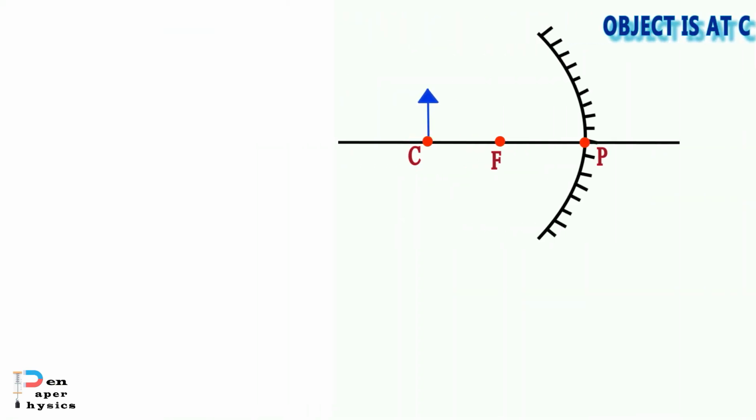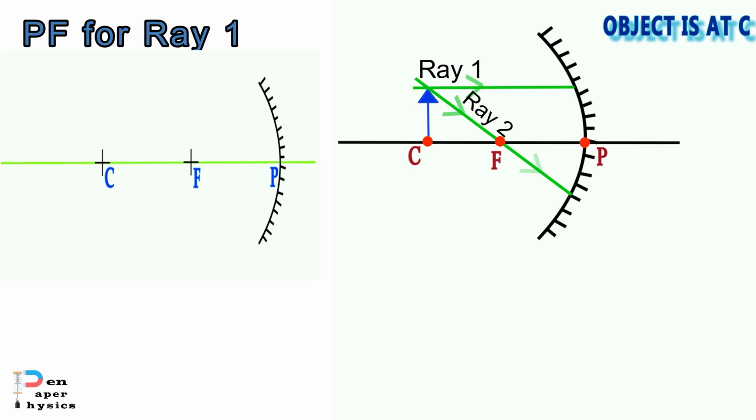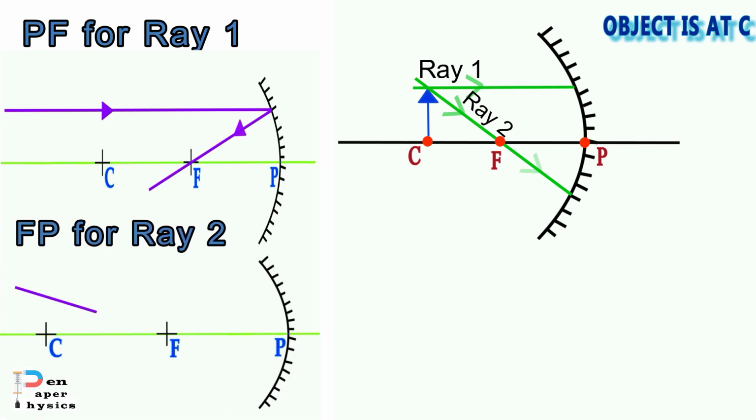Next case that we will study right now is when the object is at C. First we will draw two rays from the tip of the object as shown over here. One ray is parallel to the principal axis and another ray is passing through focus. So for ray 1, we will follow the PF rule, parallel ray passing through focus. And for ray 2, we will follow the FP rule. That means a ray passing through focus will become parallel.